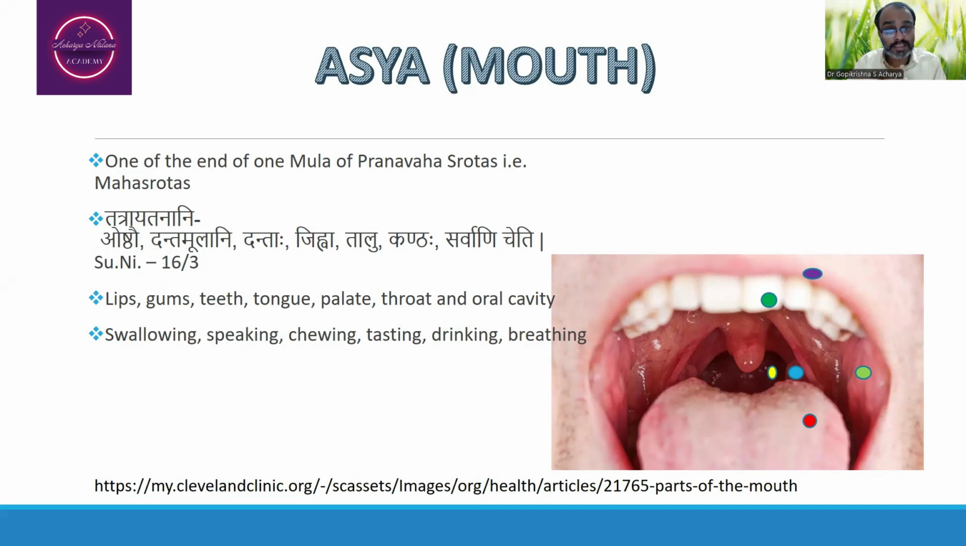As far as the parts that come under Asya, they are mentioned in Sushruta Nidana: Tatrayatanani, Oshtau, Dantamulani, Dantaha, Jihva, Talukantaha Sarvani Cheti. That is 7 different parts. Oshtha, that is lips; Dantamula, gums; Dantaha, teeth; Jihva, tongue; Talu, palate; Kantha, throat; Sarvani, oral cavity or buccal mucosa. These are the parts of the Asya.